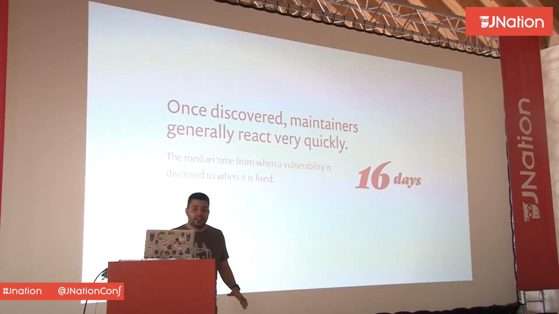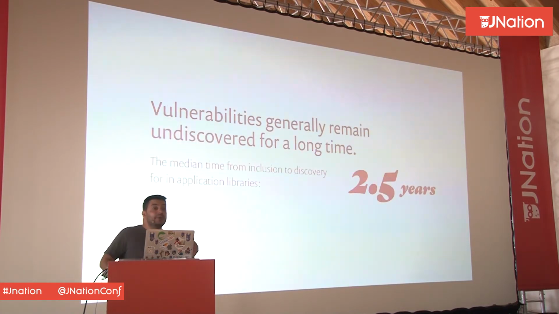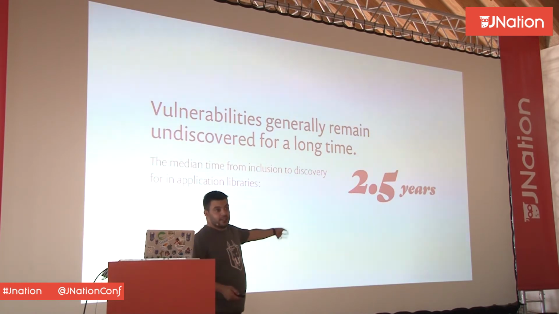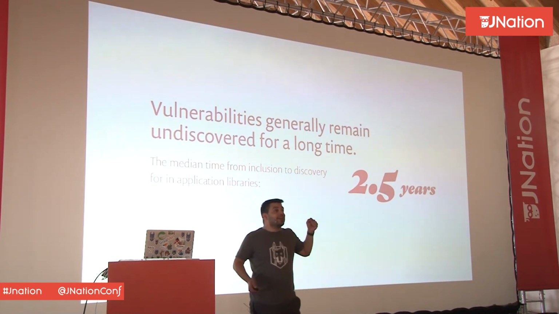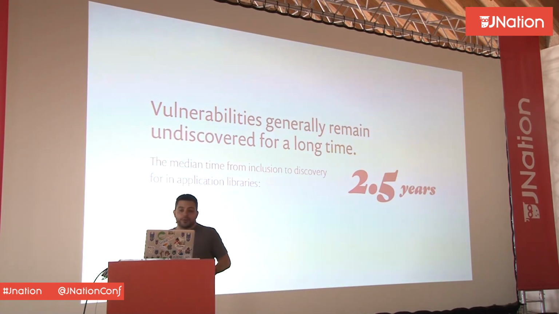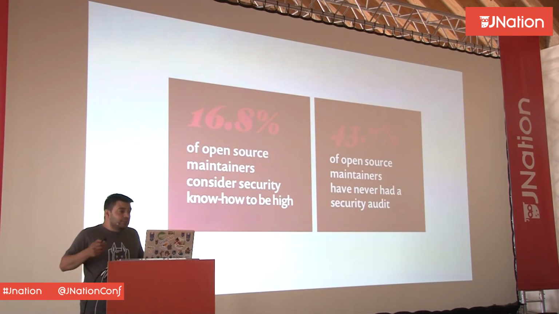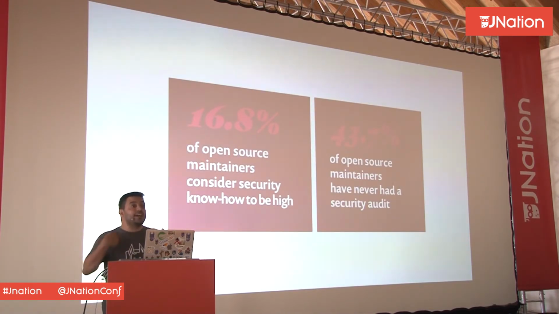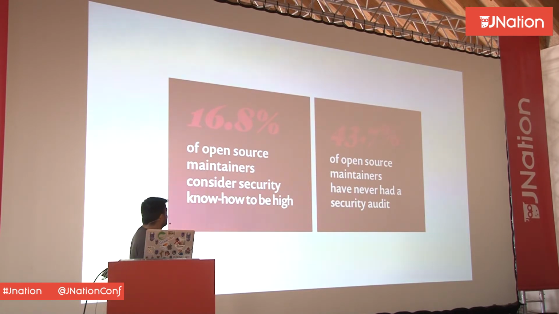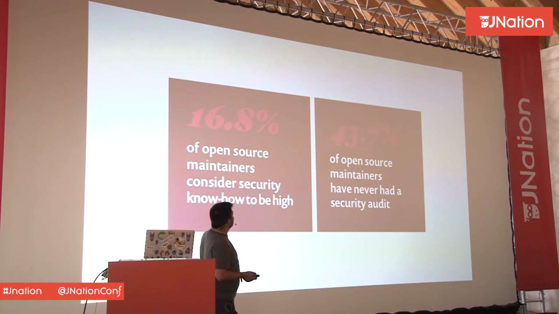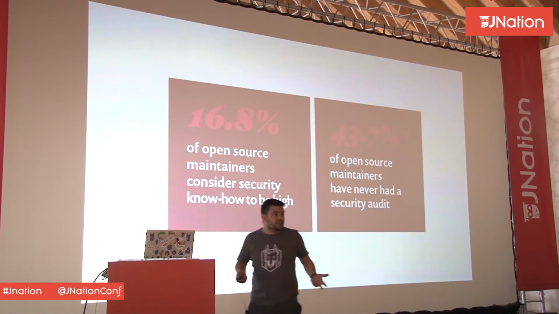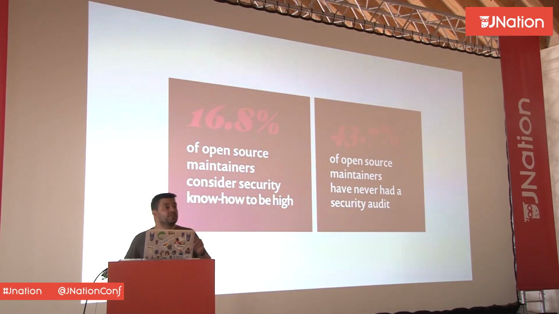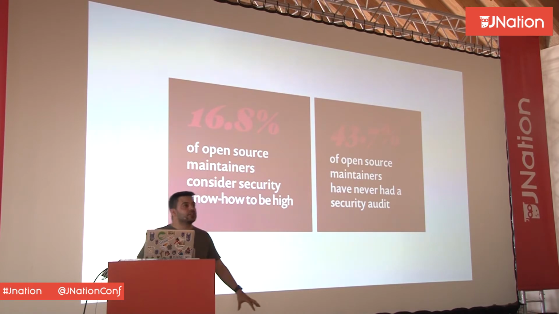Project maintainers typically only have about 16 days to go from understanding there's a problem to fixing a problem, but vulnerabilities tend to exist, and these are median averages by the way, for a couple of years, 2 to 3 years, before they're even known. In terms of security know-how, less than 20%, less than half of open source maintainers have had security audits. So the code that we're using, it's very important we understand at what level of security is actually being tested on those.